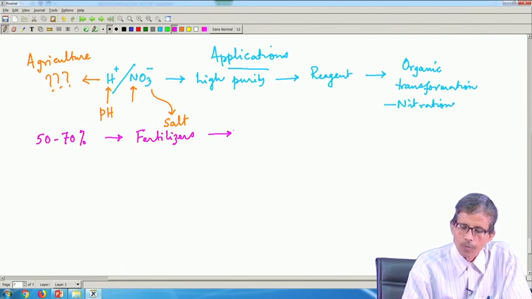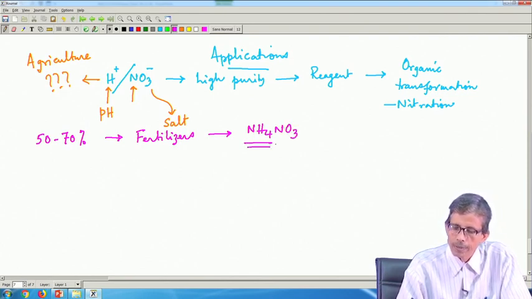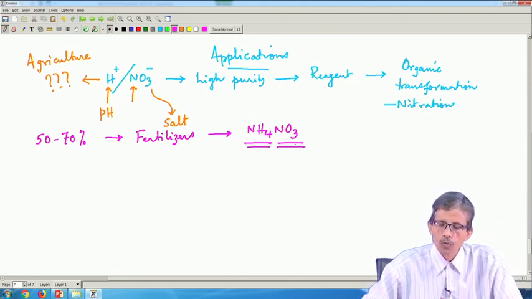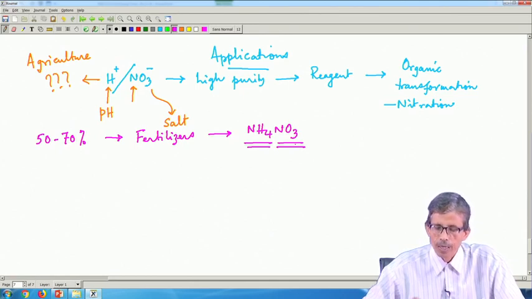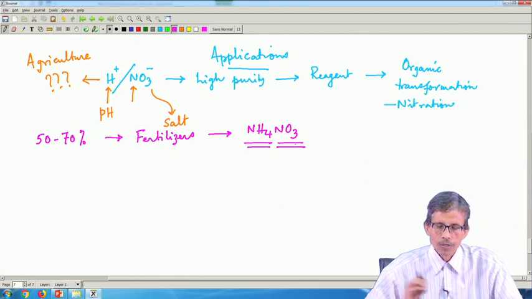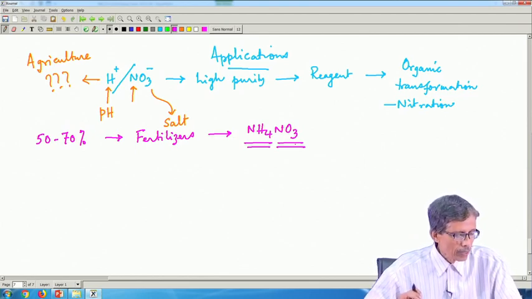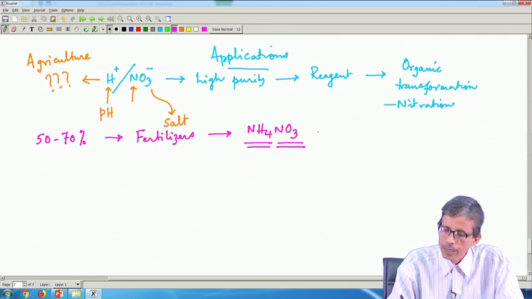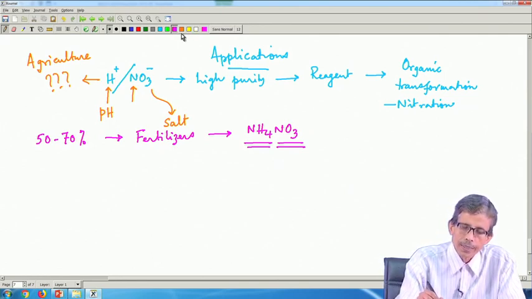So, what is that fertilizer? The most important fertilizer would be the ammonium salt, because the cationic part is the reducing one and the anionic part, the nitrate, is the oxidizing agent. So, they can go for all sorts of reactions. This ammonium ion as well as the nitrate ion can give you the incorporation of nitrogen as a food material for the plant. So, this is the fertilizer one.